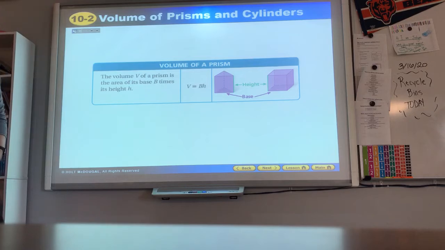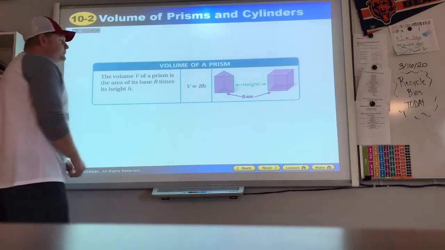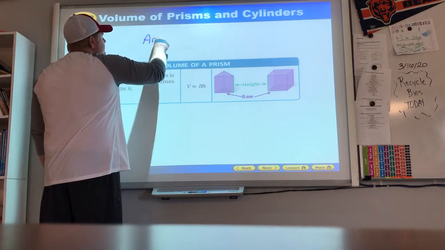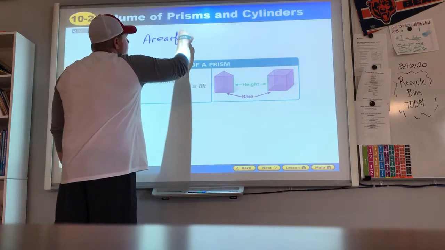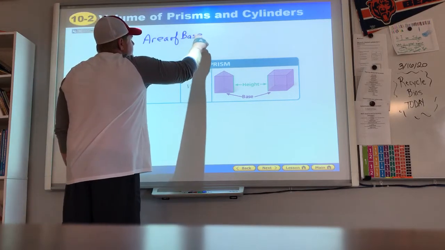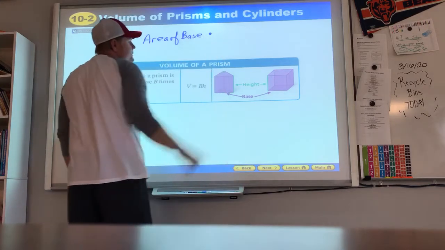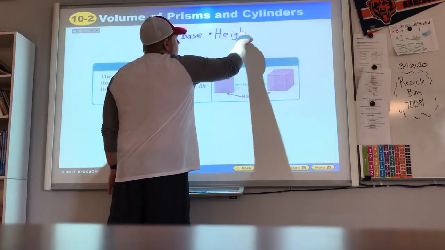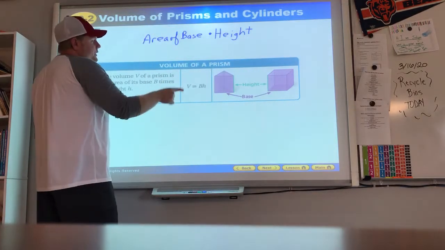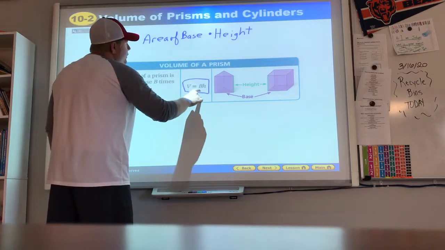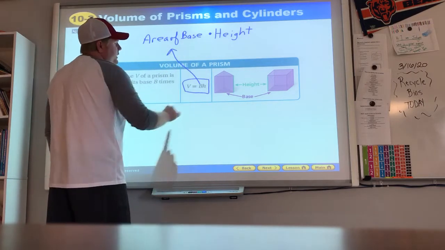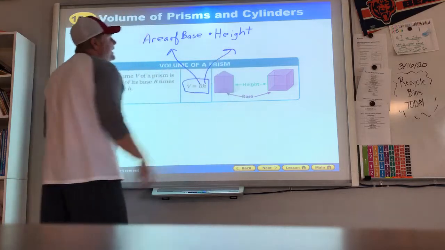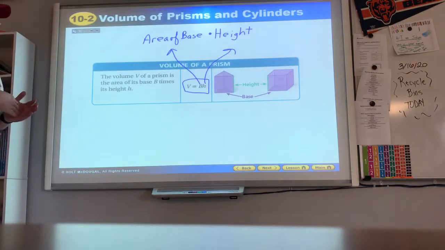All right? For the volume of a prism, area of base times the height of the figure. So, you can see this equation right here. B stands for the area of the base. H stands for the height. Okay? The important thing, find the bases, then find their area, then multiply it times their height.